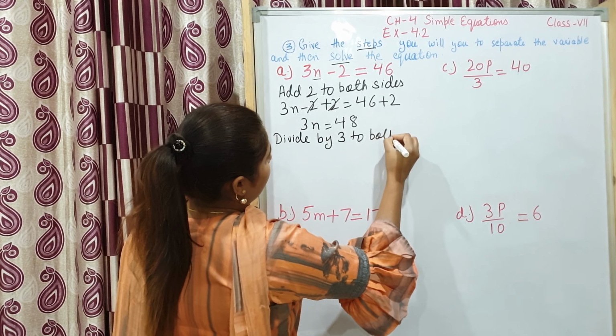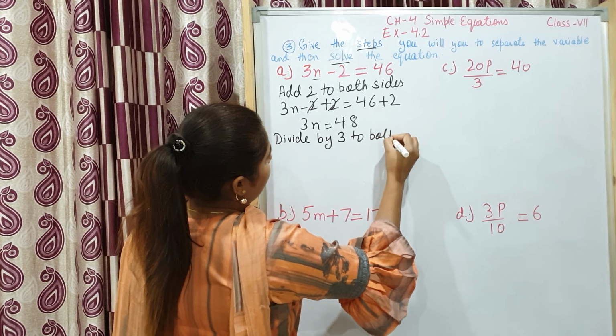Now 5m plus 7 minus 7, and 17 minus 7. On both sides, plus 7 and minus 7 cancel. 5m. Plus minus sign, the bigger term: 17 is bigger, so we will put the sign of plus, that is plus 10. Now 5 and m are multiplying each other, but we will do division. We have to do the opposite. Now divide by 5 to both sides.